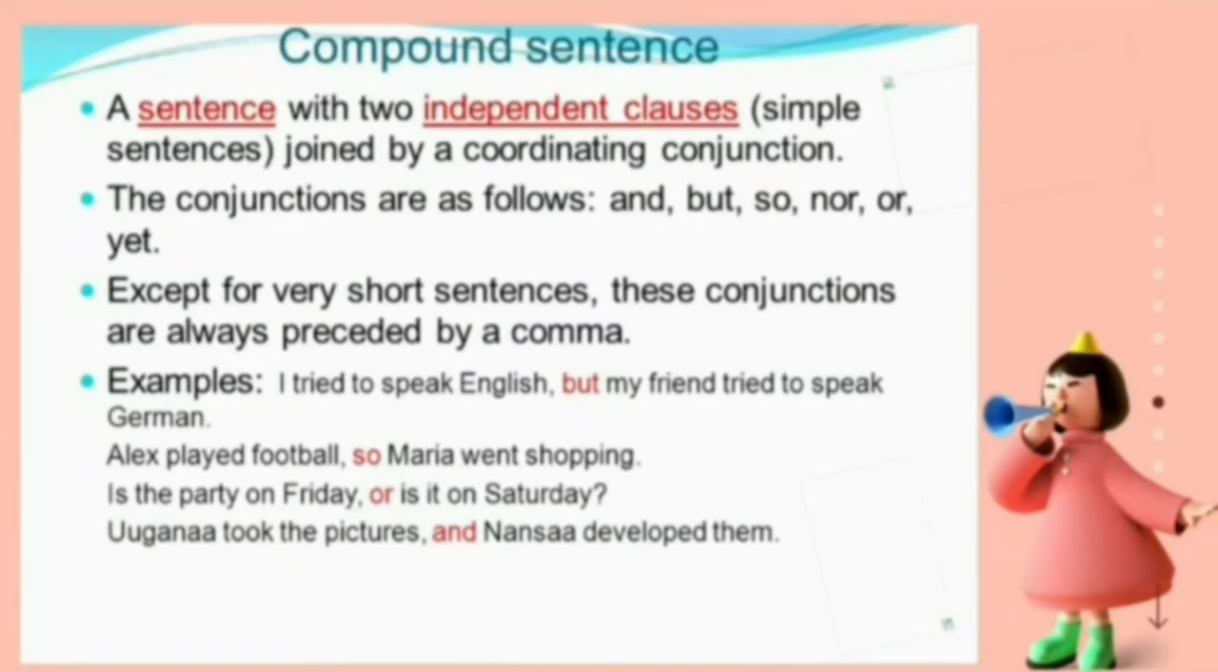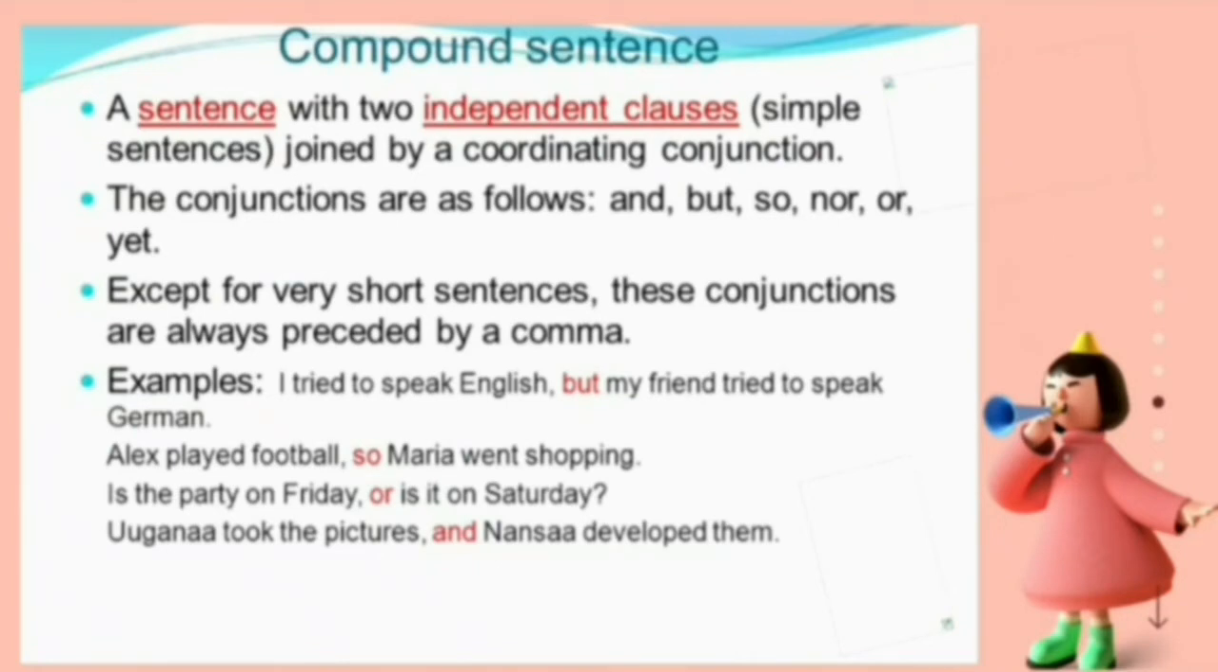Next we have the compound sentence. It is a sentence with two independent clauses or two simple sentences which are joined with a coordinating conjunction. The conjunctions which should be used while making a compound sentence are: and, but, so, nor, or, yet. Except for a very short sentence, conjunctions are always preceded by a comma. For example, I speak English, but my friend tried to speak German. So here we are getting two ideas, two independent clauses, joined by the coordinating conjunction but.